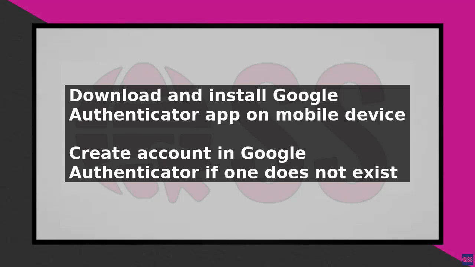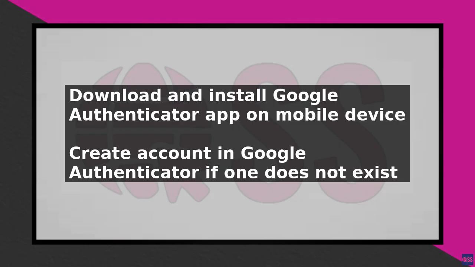To connect Google Authenticator to KuCoin, you will need to download and install the Google Authenticator app on your mobile device. Once installed, open the app and create an account if you do not already have one. Next, log into your KuCoin account and navigate to the Account Settings page. Click on the Security tab and select Two-Factor Authentication.